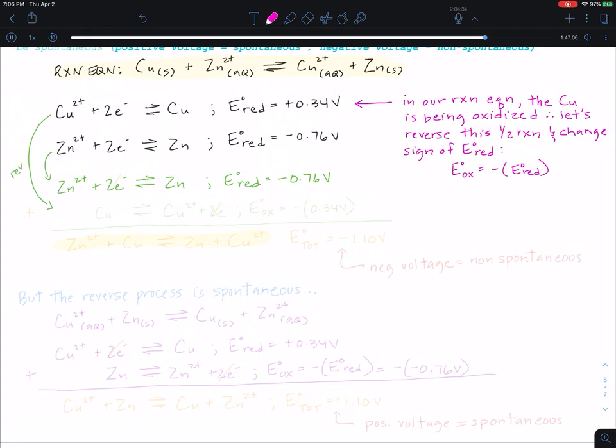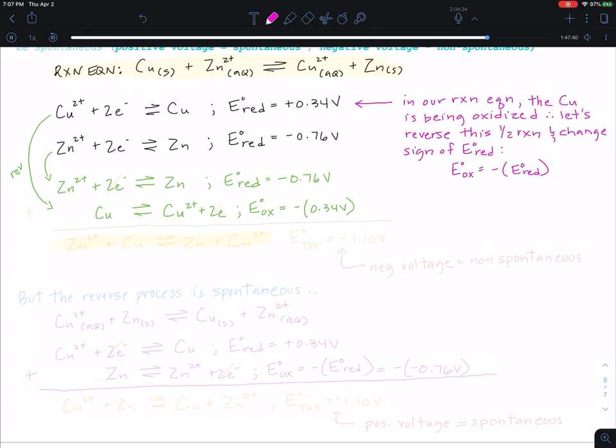Then what I'm going to do is reverse that. Because in our actual reaction equation, the copper is being oxidized. That half reaction is showing it being reduced. So I'm going to put the copper over here, and on this side, it's copper 2 plus, plus 2 electrons. This is actually negative 0.34 volts, right? Because we just reversed the sign on that.